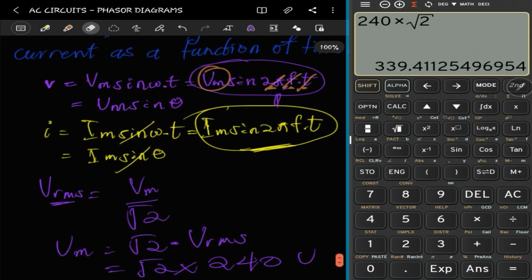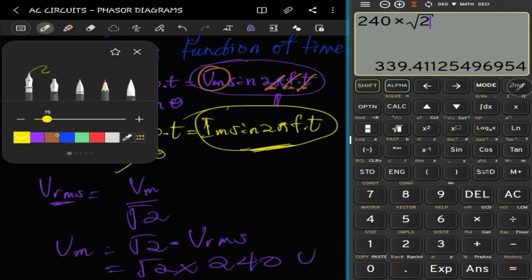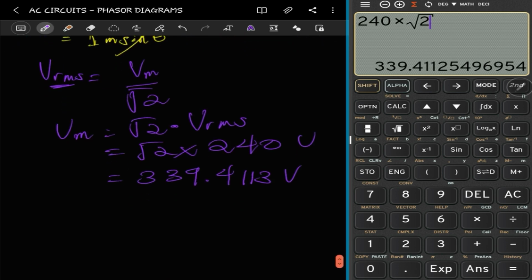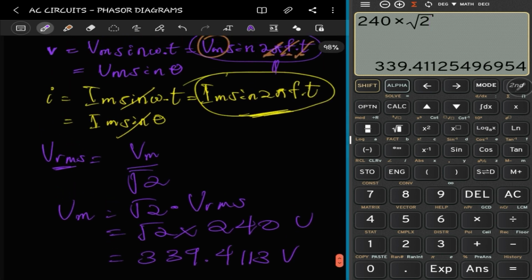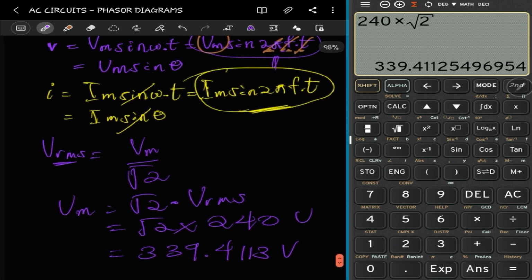Let's represent the voltage first. Now we found what we need for the voltage. To find the voltage as a function of time, the v here will be what? We have the Vm, which will be 339.4113, which is the peak, and we write the sine, and then we have 2π. f is 50, so that will be 100π.